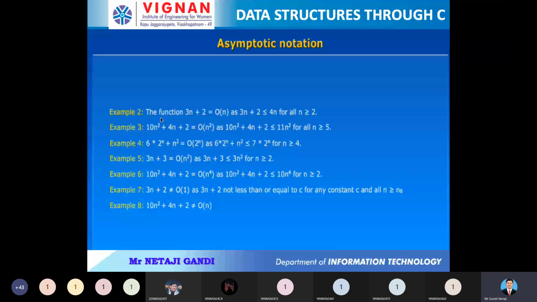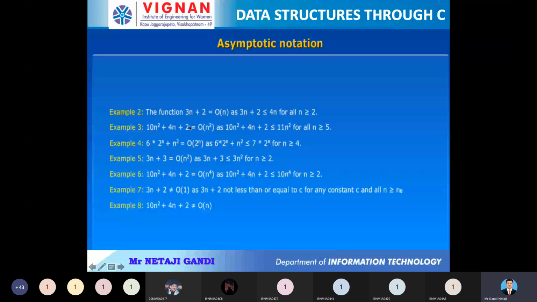The second example, consider example 3: 10n square plus 4n plus 2. What is the order of this equation? What is the upper bound? n square. We can remove the coefficients 10 and 4, and 2 is a constant, so we can remove that. What is remaining? n square. n compared to n square is smaller. That's why the order is n square.